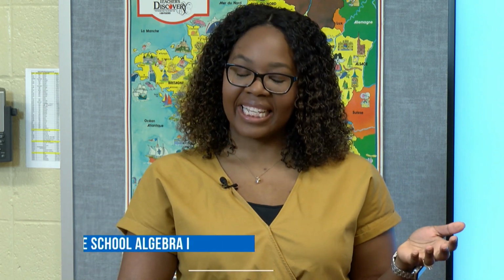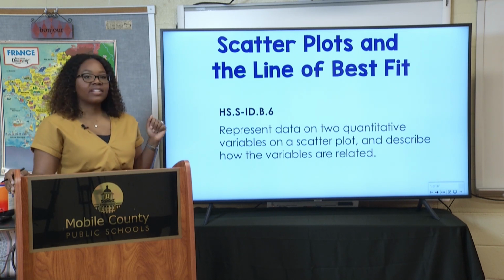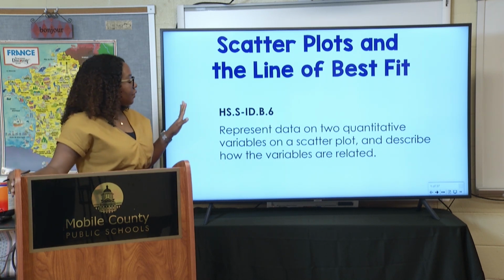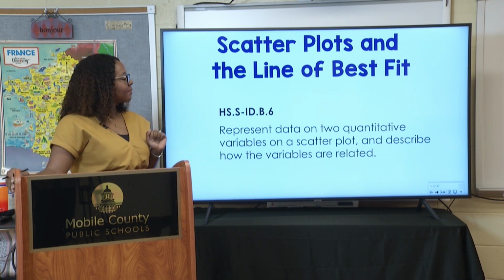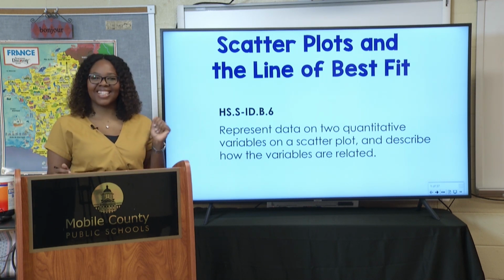Last week, we talked about two-way tables with bivariate data. Today, we're going to extend that understanding through scatter plots, and then we're going to create a line of best fit. Our standard, as always, indicates our goals for the lesson. So for today's lesson, we're going to represent data on a scatter plot, and we're going to describe how the variables are related. So let's get started.